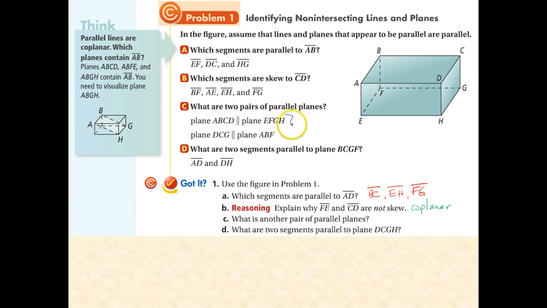So what is another pair of parallel planes? Alright, so in addition to these guys here, we already said ABCD, so the top plane is parallel to the bottom plane. Then we said DGC, so the right plane is parallel to the left plane. So we can say that the front plane is parallel to the back plane. So we can say that plane ADH is parallel to plane BCG.